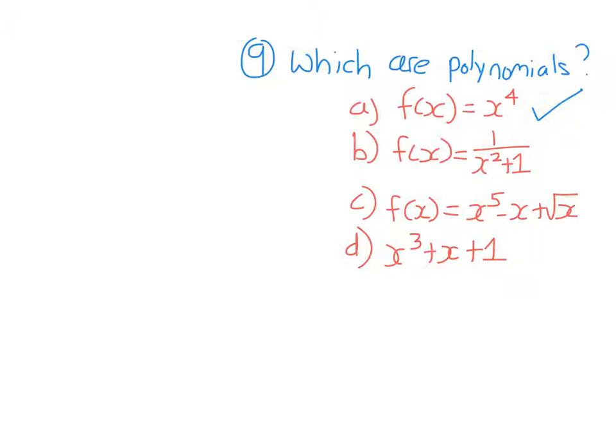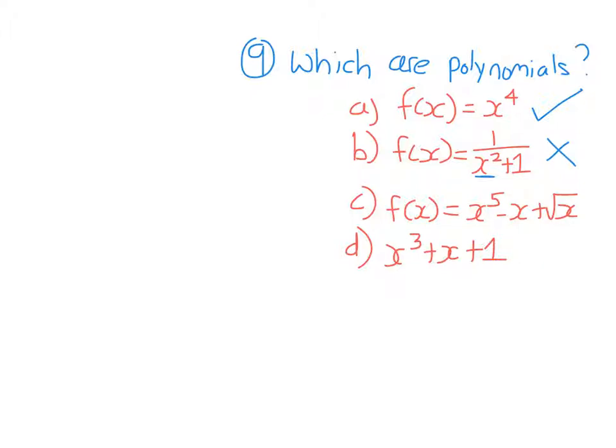So B is not a polynomial because the x is on the bottom of a fraction. That always means it's not a polynomial because it means that the powers are negative. This is x squared plus 1 to the power of negative 1. So negative powers, definitely not a polynomial.